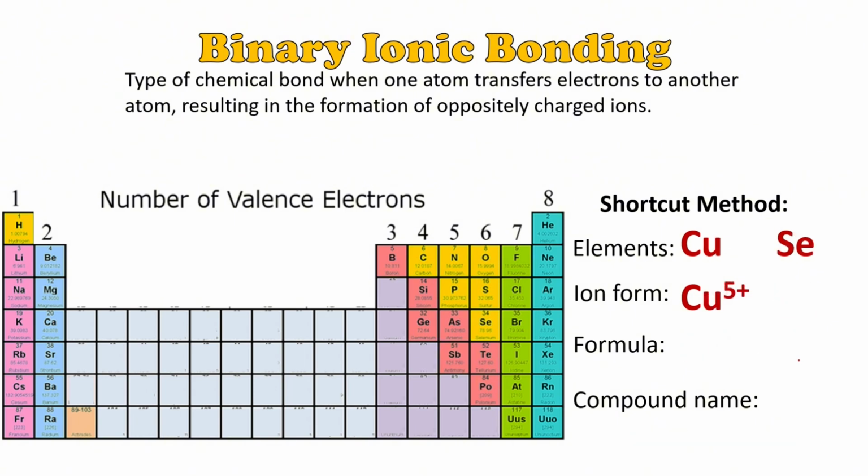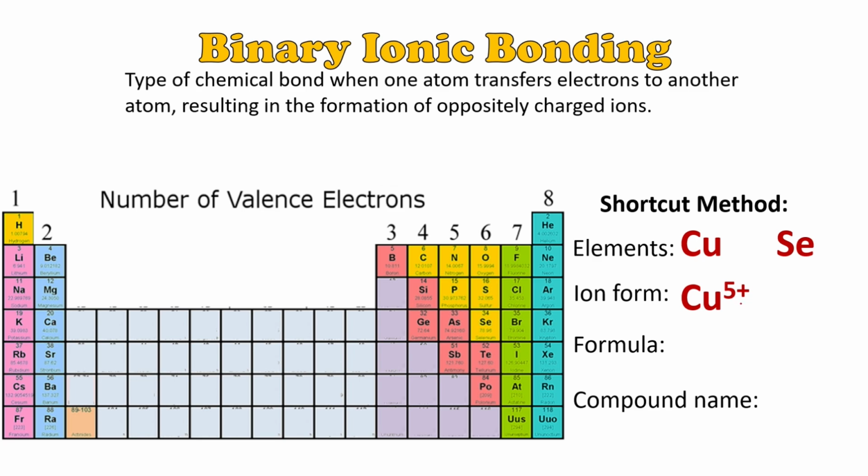Next, copper, which is a transition metal. But don't worry, with transition metals, they will always give you right away the charge of the transition metal. It could be a different charge. It could be 2 plus, 3 plus.